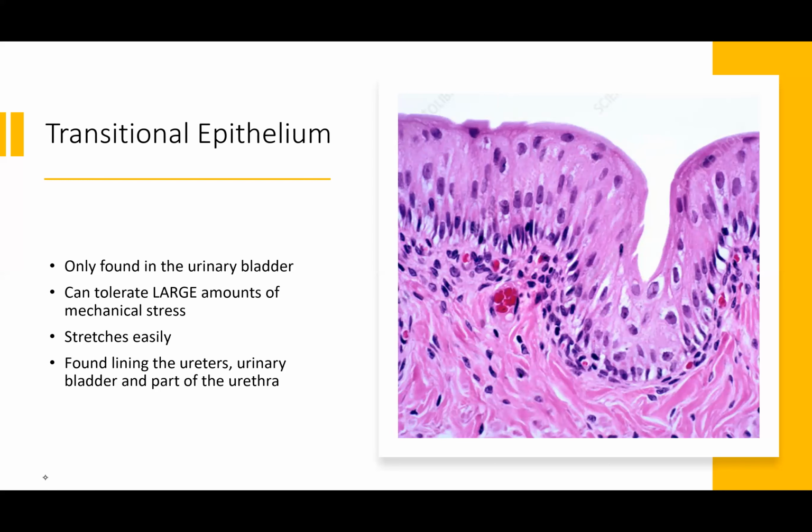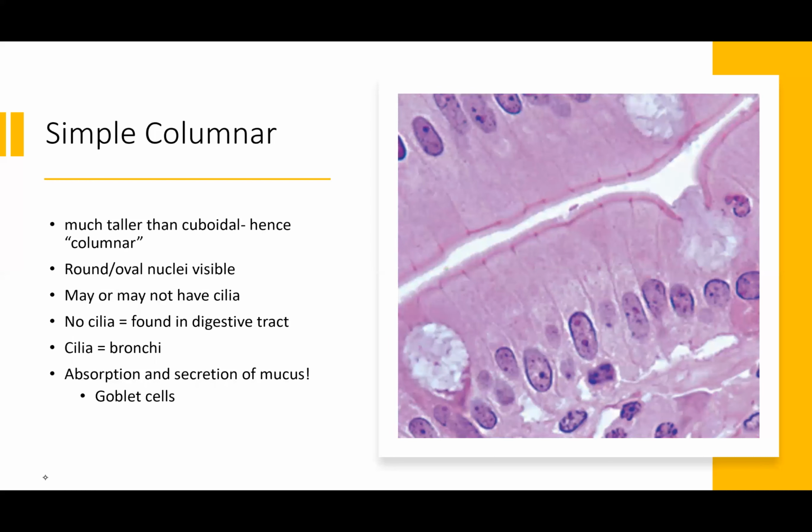So this I would expect would be the image that you would see on an exam, because it kind of tips you off that it's transitional. So make sure to study that. Okay, next up is simple columnar. So columnar is like a column. It's taller than cuboidal, and that will help you differentiate between the two.